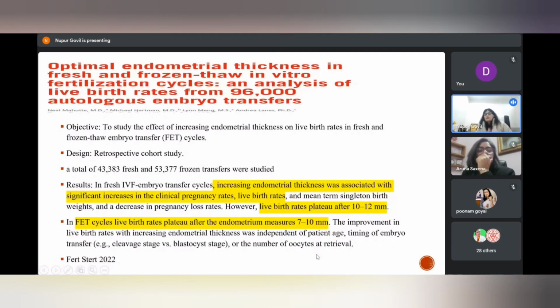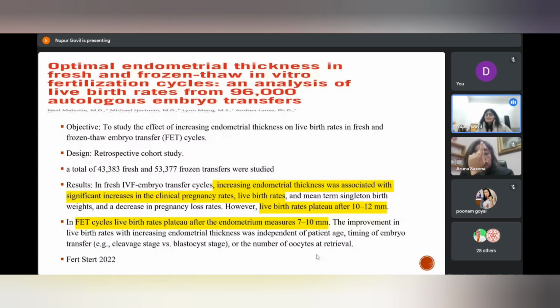But the important conclusion from all these studies was that although the pregnancy rate was increasing with the increased endometrial thickness, the endometrial thickness in patients who got pregnant and in patients who didn't get pregnant was comparable. There was no significant difference. So in patients who were getting pregnant, as the endometrial thickness was increasing, the pregnancy rate was increasing. But when it was compared between pregnant and non-pregnant patients, there was no significant difference in the mean endometrial thickness.